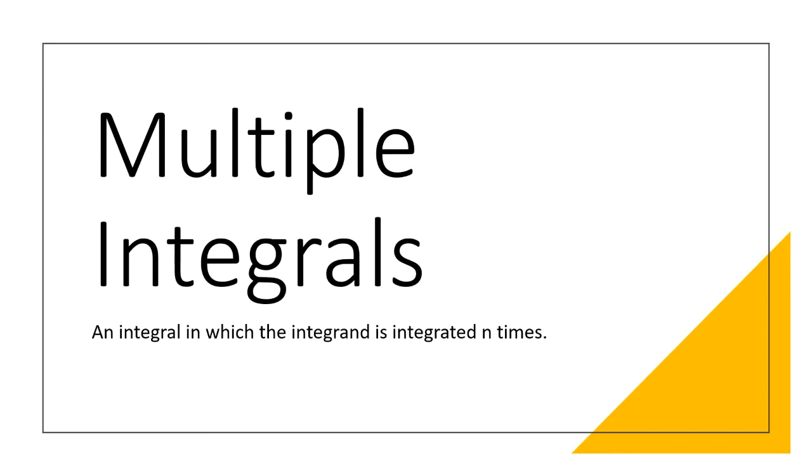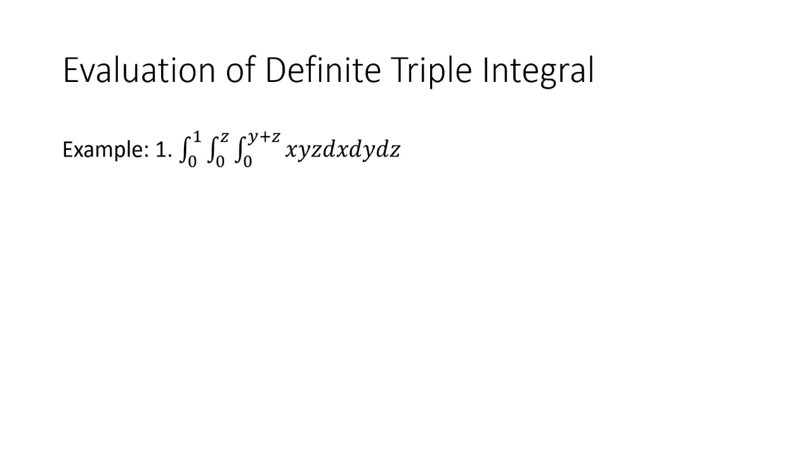So here, we have some examples of evaluation of definite triple integral. So the same again with the double integration, we have to start with the inner integrand. Okay. So from here we have integral of 0 to y plus z, that is, we have xyz of dx.